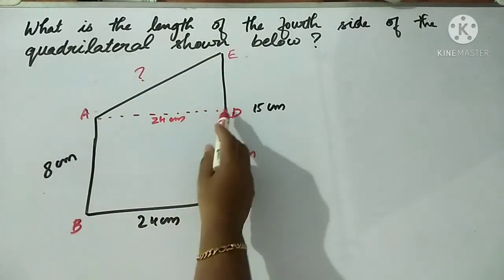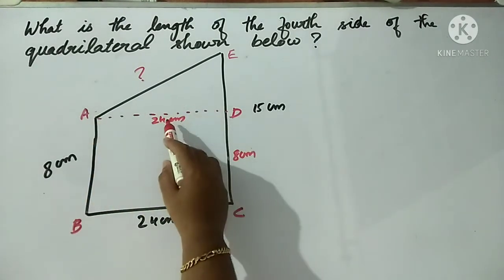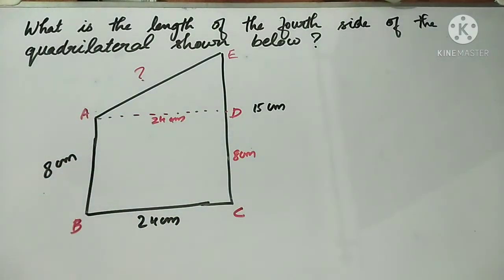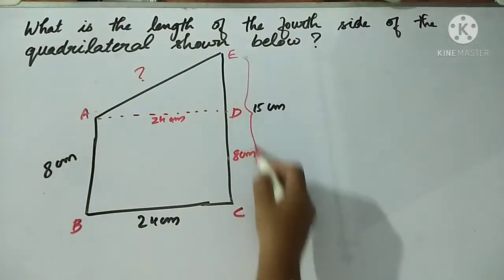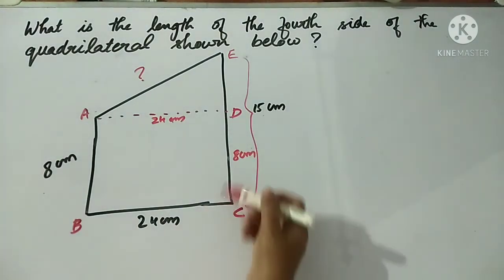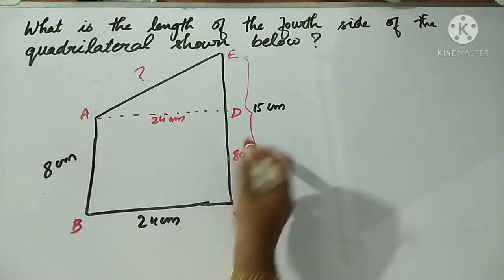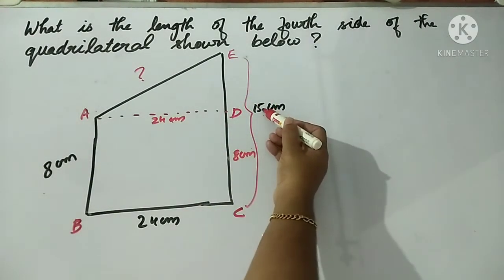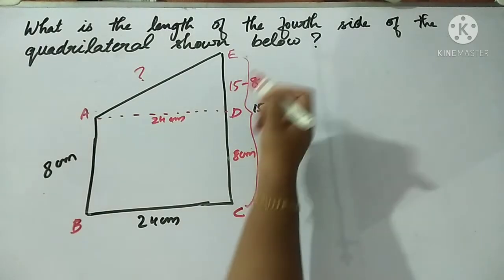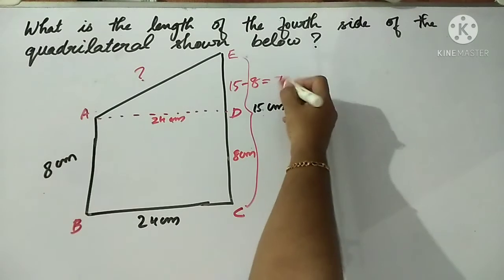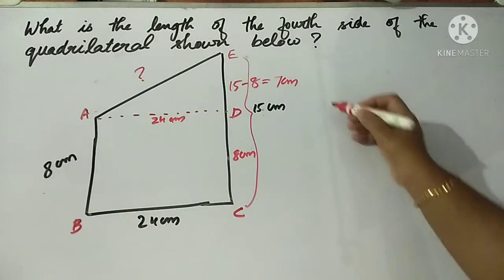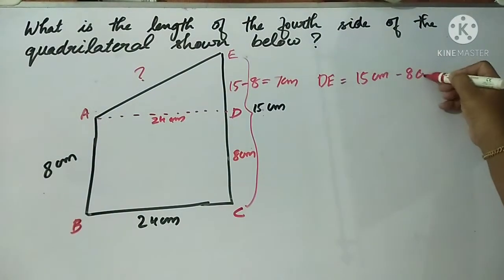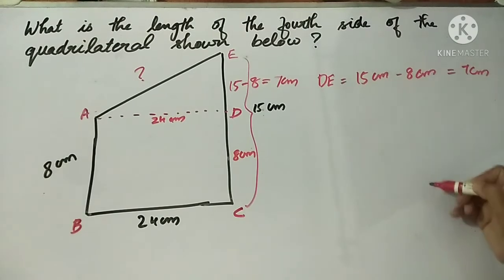See, here we get a triangle when we draw a line like this. So if we get these two sides, we can find the side by using the Pythagoras theorem. And here it is said that this much is 15 centimeter and here it is 8 centimeter. So we can find this ED by subtracting this 8 centimeter from 15 centimeter. 15 minus 8 is equal to 7 centimeter. So we can write here DE is equal to 15 centimeter minus 8 centimeter, that is equal to 7 centimeter.